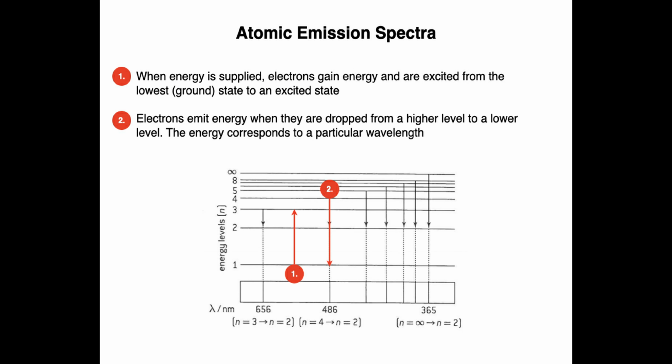Atomic emission spectra. In an atom, electrons exist in fixed energy levels, which are identified by the discrete lines. When energy is applied, electrons gain energy and are excited from the lowest ground state to an excited state. This is illustrated in bullet 1, where an electron is excited from the ground state to a higher energy level. Ground state refers to the lowest energy level and is indicated as n equals 1.